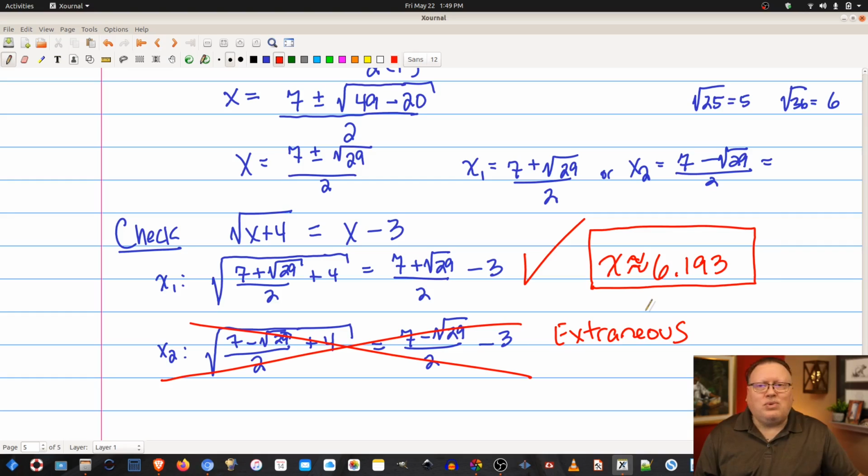Okay? So we have one more type of problem to look at. And that is a problem where we end up with two radicals in our problem. Okay, so let's look at that real quick.